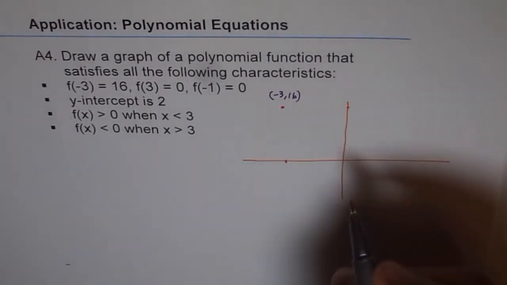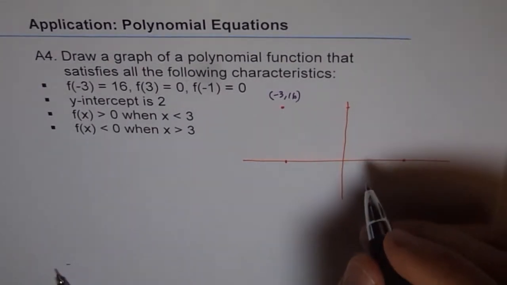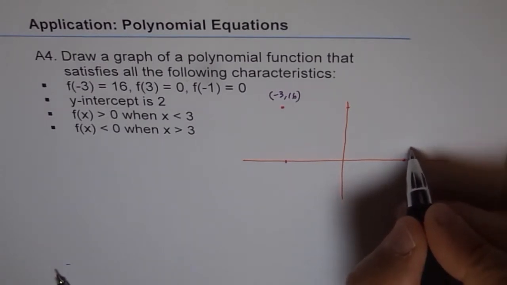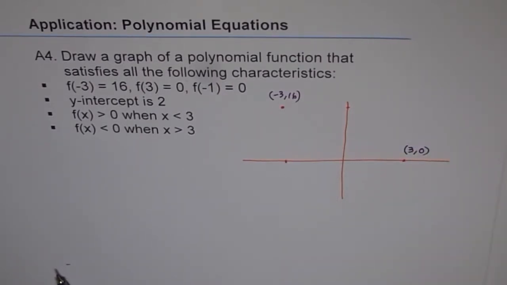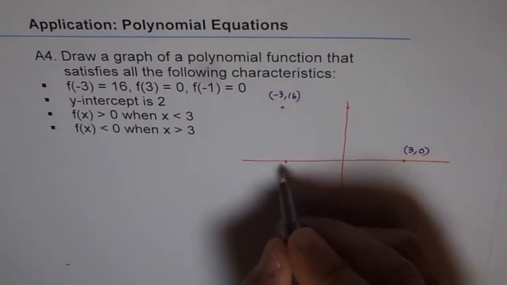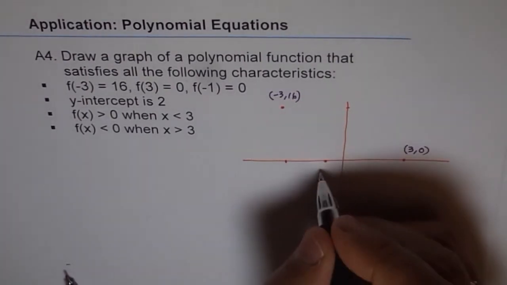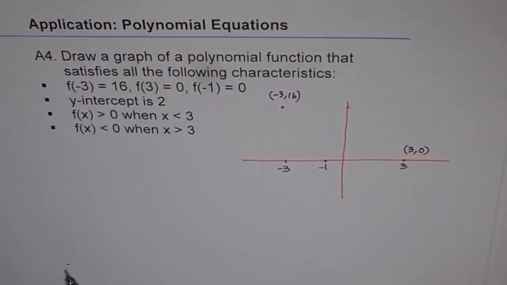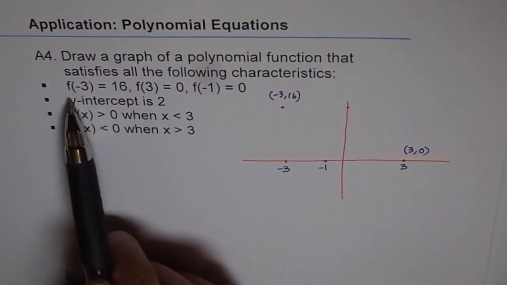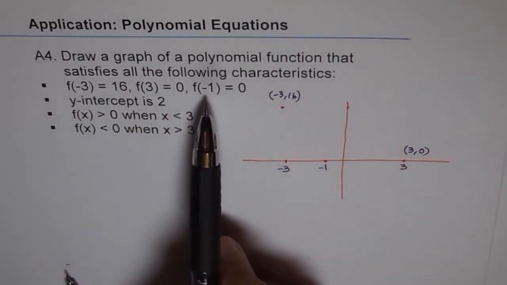Now the second point is at f(3) we have 0. So let us say this is f(3) for us, and at f(3) we have a 0. So that means this point is written as (3, 0). So we have got the second point. Now f(-1) is 0. So let's say this is 3, this is 2 and 1, this is f(-1), which is 0, and let me write this as -1. So this is -3 for us, and that is 3 for us. Okay, so that takes care of the first bullet: f(-3) is 16, f(3) is 0, and f(-1) is 0.